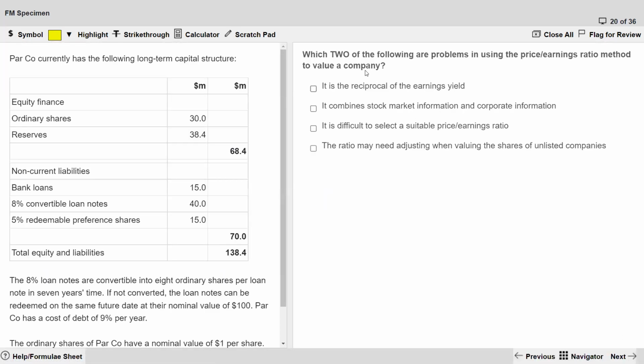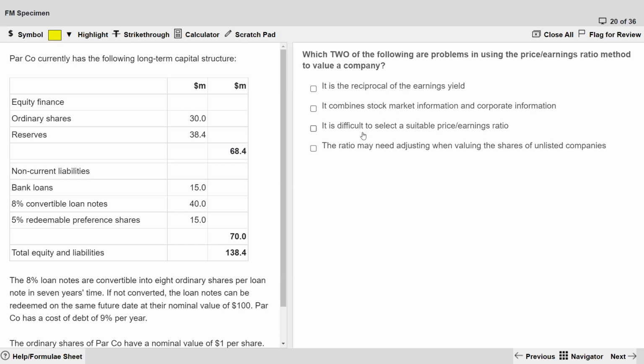So this is the final part of this question. Which two of the following are problems in using the PE ratio method to value a company? So when you use the PE ratio, the price earning ratio, it is share price divided by EPS. Now what problem? It says it's the reciprocal of earnings yield. So it's not a problem. It combines the stock information and corporate information.